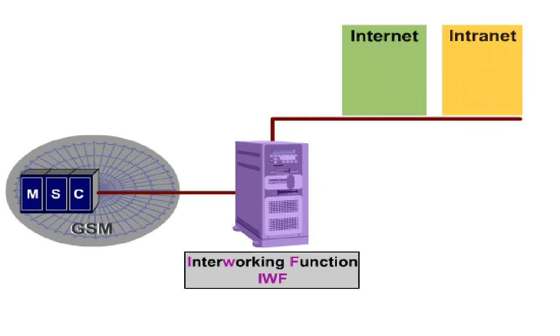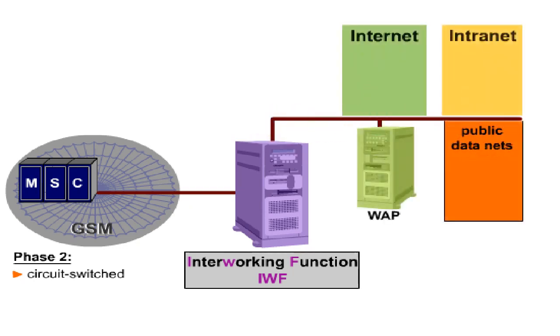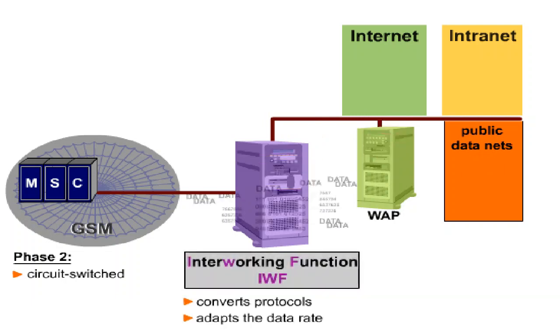In GSM Phase 2, only circuit switch data services are supported. The interworking function, IWF, integral to the MSC, connects the circuit switch GSM data traffic to the existing packet-oriented networks, in other words, the Internet, corporate networks, public data networks, and WAP servers. It converts protocols and adapts the data rate for the BSS.